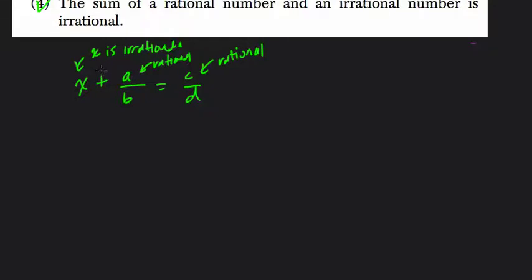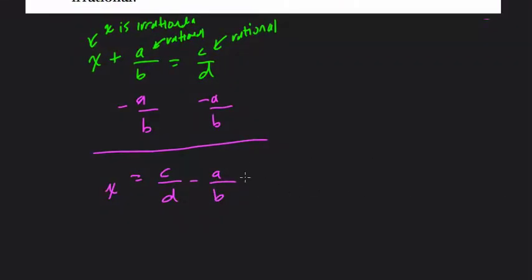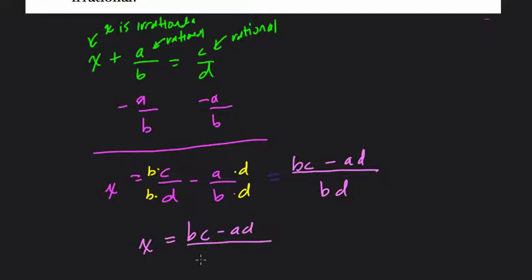So to figure out what irrational number x would satisfy this, we subtract a over b from both sides. So then we have what? X, these cancel out to 0, equals c over d minus a over b. Again, to get these two things so that we can actually subtract them, we get the same denominators. So I multiply this one by d over d, and this one by b over b, and that enables us to write what? Well, c times b, or b times c, minus a times d, over bd. So this means that x equals bc minus ad over bd.